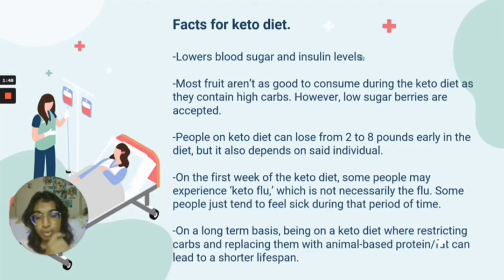However, on a long-term basis, if one stays on a keto diet for a very, very long time, your body would sense that you are restricting carbs and replacing the needed carbs with animal-based protein or fat. It is said that it could lead to a shorter lifespan. It's pretty obvious that it could, because you're not having a balanced diet. You're only focusing on one type of nutrient, which is of course going to affect your body really badly.